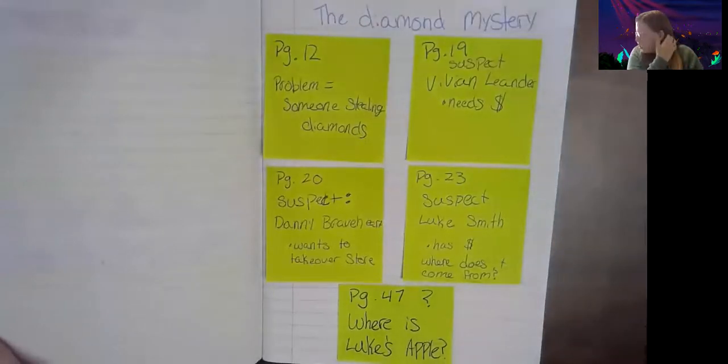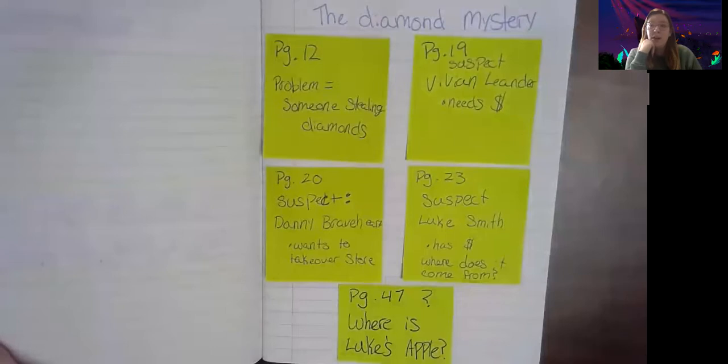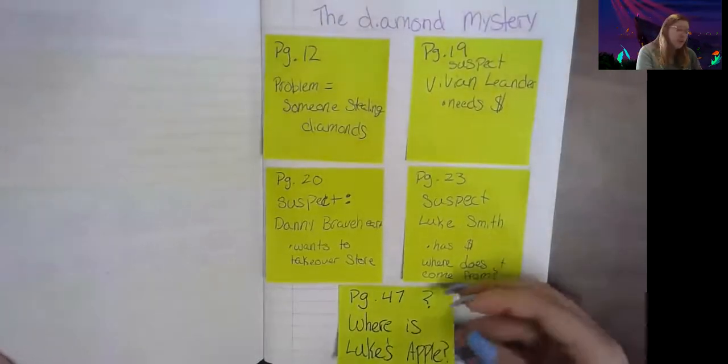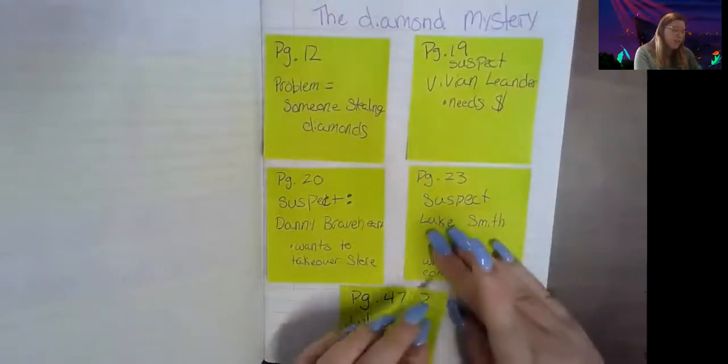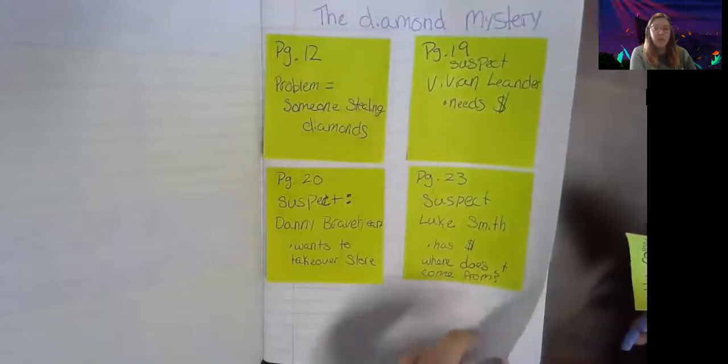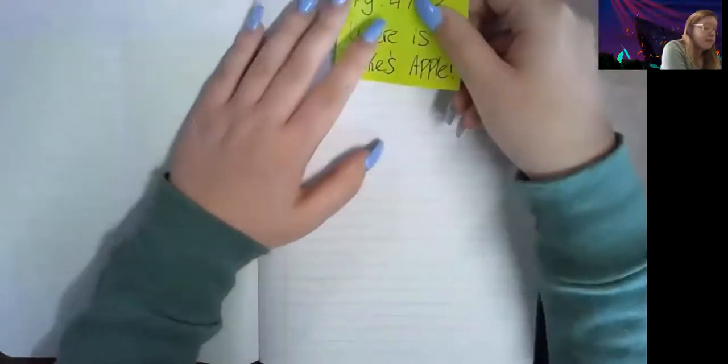Okay. All right, so I want to show you how you are going to use your post-it notes or your jots and notes to think deeper and write more about your book. So I'm going to think, which of my post-it notes do I think I can write the most about? I think I'm going to use this last post-it note, page 47, where is Luke's apple? And I'm just going to transfer it to the next page. Yours might be this page, but I'm going to write on this page because this flips up on me. And I'm just going to put it in the middle here.